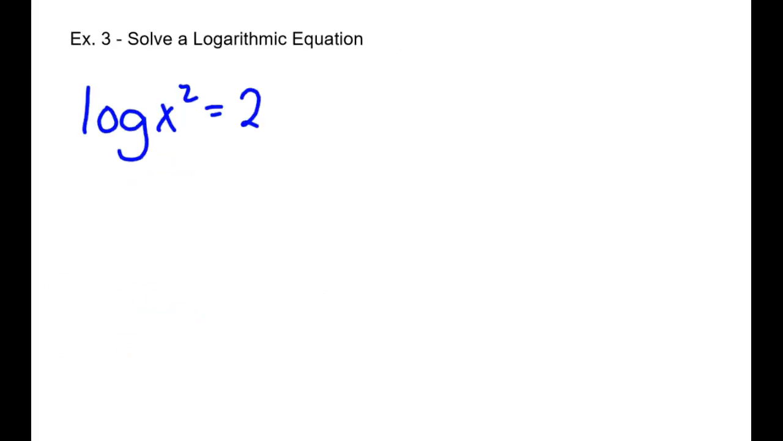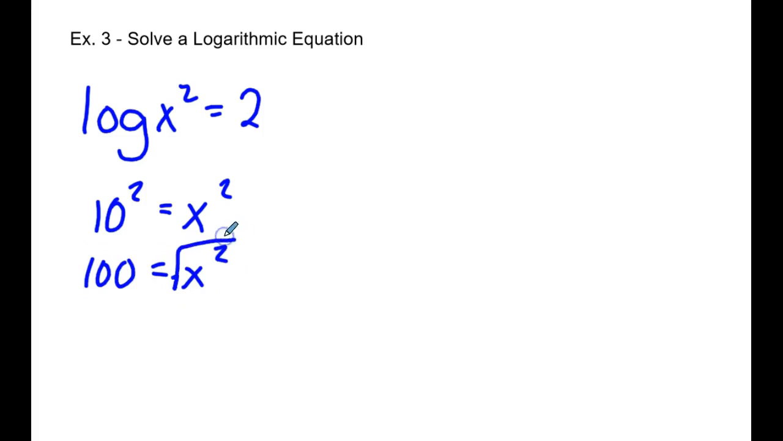Example 3, now we're going to solve a logarithmic equation. In this example, we're going to use an algebraic method in order to solve this. So we have the common log of x squared equal to 2. So to solve this, we could rewrite this in exponential form. The base on our logarithm is 10. So this is the same as 10 squared equal to x squared. 10 squared is 100. And then to get x by itself, we would just take the square root of both sides. So we get x is equal to plus or minus 10. So if you put 10 in here, it's going to make this equation true. You put negative 10 in here, it's going to make that equation true as well.